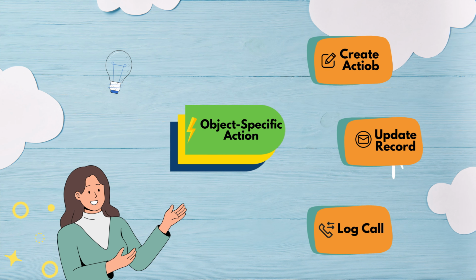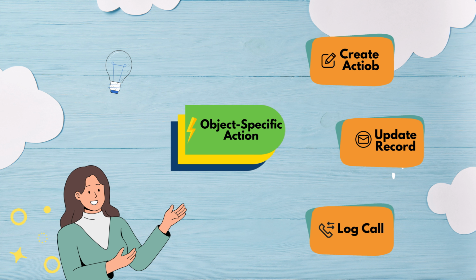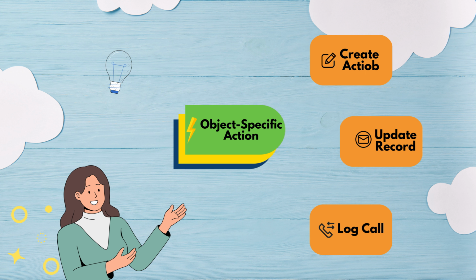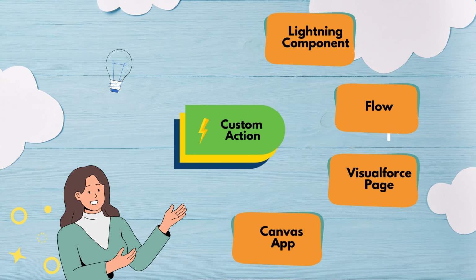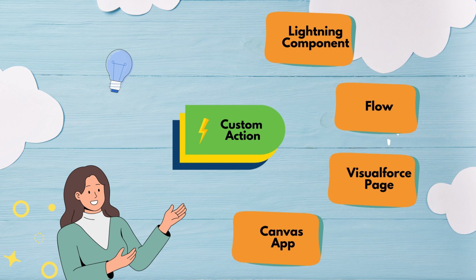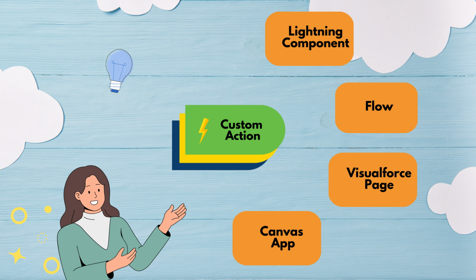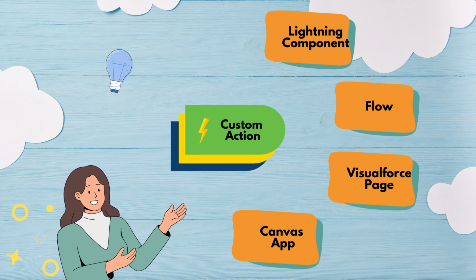Object-specific actions can take various forms. Create actions enable users to create records that are automatically associated with related records. Update a record actions make it easy for users to edit records with customizable fields. Log a call actions allow users to record notes about calls, meetings, or other interactions related to a specific record. Custom actions invoke Lightning components, flows, Visualforce pages, or Canvas apps, offering user interactions or record creation with related objects. Send email actions exclusive to cases provide users with access to a simplified version of the case feed email action.